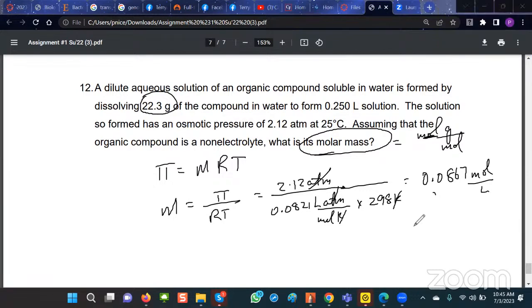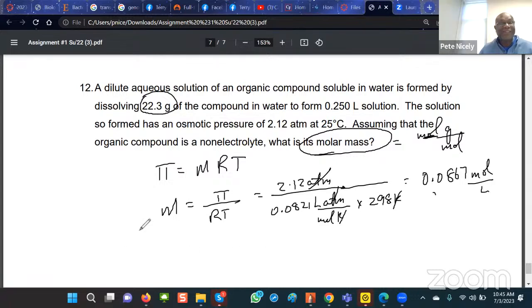Would it be M times V or no? Yeah, the molarity, I'm sorry, the moles, would be equal to the molarity times the volume in liters, right? So the molarity we calculated to be equal to 0.0867 moles per liter multiplied by the volume in liters.